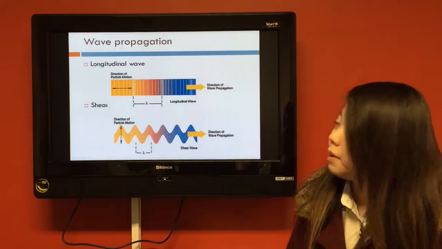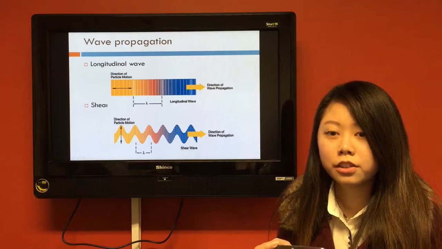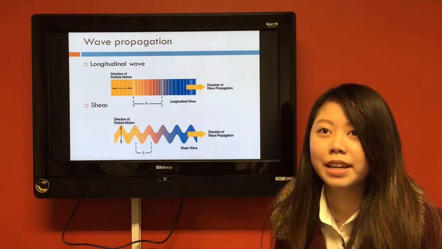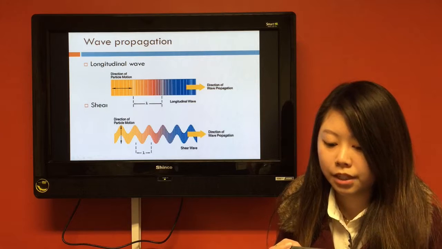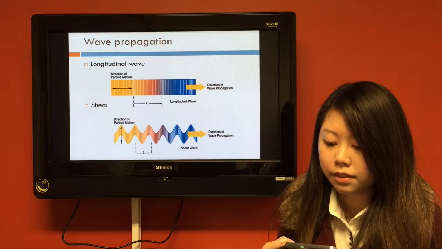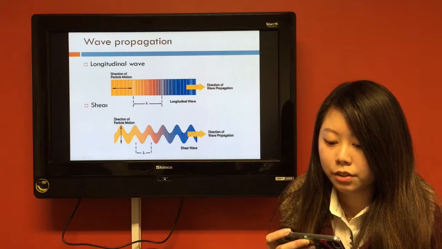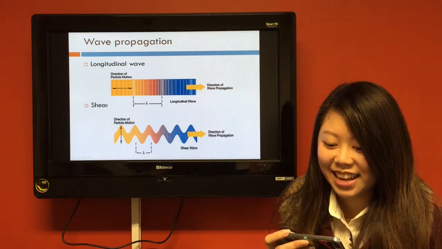For wave propagation, there are four types of wave: longitudinal wave, shear wave, surface wave, and plane wave. Longitudinal wave is also called the compression wave. It is widely used in ultrasonic testing. Longitudinal waves exist in solid, liquid, and gas.